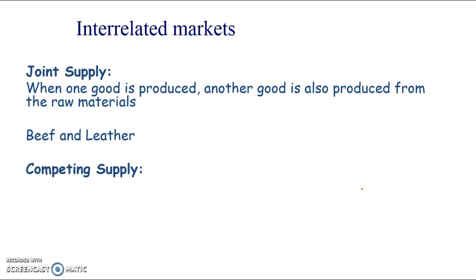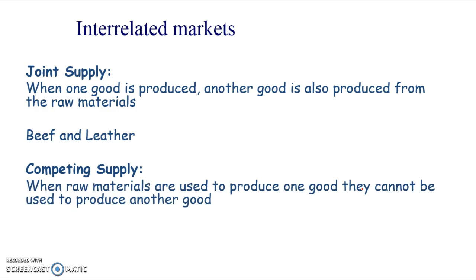Now a really similar concept to this is competing supply. Now this is in the AQA textbook, but it's not actually mentioned on the specification. But it's useful to know it as well to get a kind of full understanding of the different interrelated markets. And this is where raw materials are used to produce one good, and if they're used to produce that good, they cannot be used to produce another good. So there's opportunity cost involved there. So food and biofuel, often made from grains, and if you turn them into food, you can't turn them into biofuel. If you turn them into biofuel, you can't turn them into food.